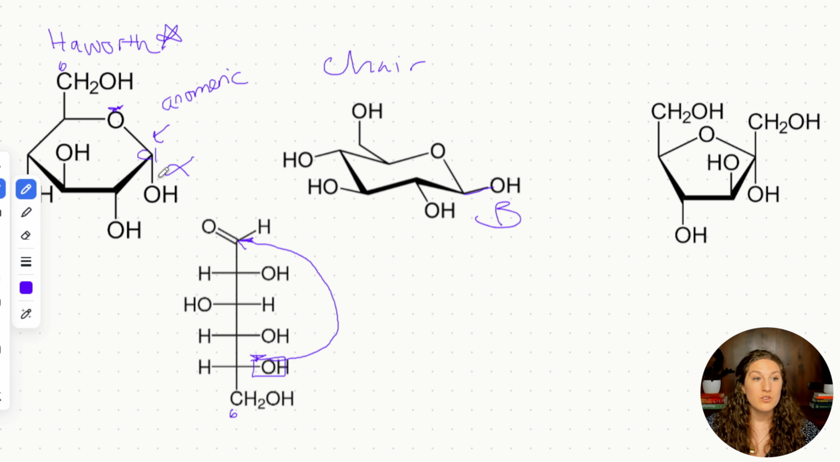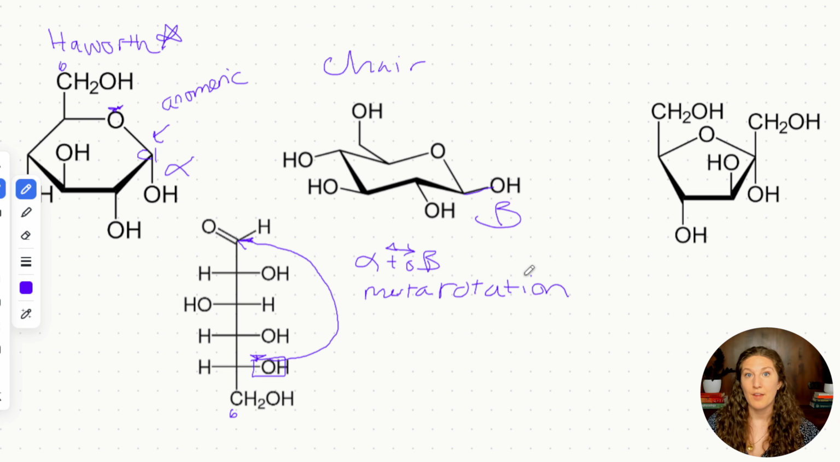In order to switch from alpha to beta, or back again, right? Back or forth, we do a reaction called mutarotation. Mutarotation. It's a type of isomerization reaction in which we form just the other isomeric form, all right? So if we're figuring out alpha or beta, we always have to go to carbon 1, which is the carbon to the right of the oxygen.